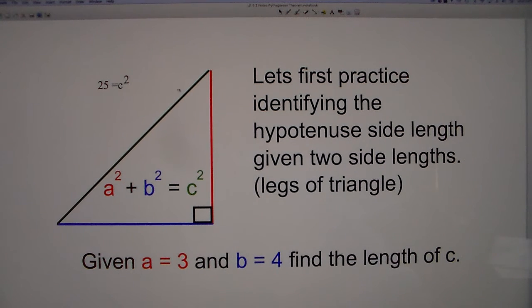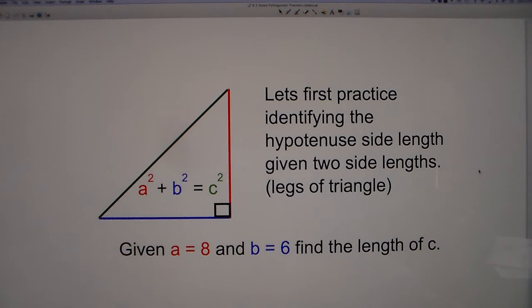To get rid of the squared, we have to do the square root. So we do the square root of both sides. The square root of 25 is 5. So the length of c is 5. Let's try another one. We have a equals 8, b equals 6. So our goal is to find c.